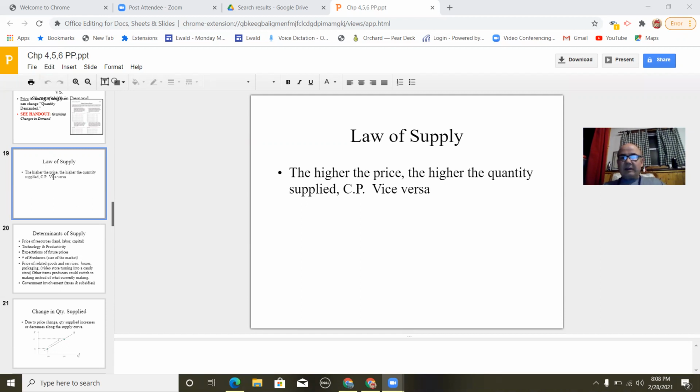So the law of supply, first of all: the supply curve is going to slope upward from left to right. The demand curve sloped downward, D for demand, downward, and that's down and to the right. We did a lot with the demand curve earlier and last week. The supply curve slopes upward because of the law of supply. The law of supply says the higher the price, the higher the quantity supplied, ceteris paribus, and vice versa, meaning the lower the price, the lower the quantity supplied.